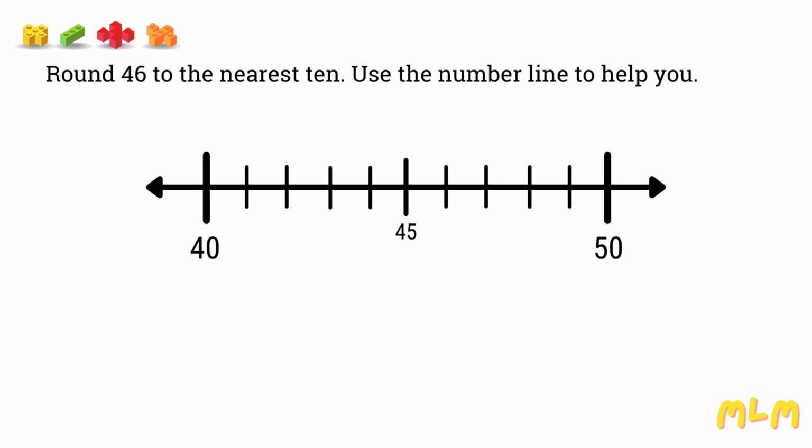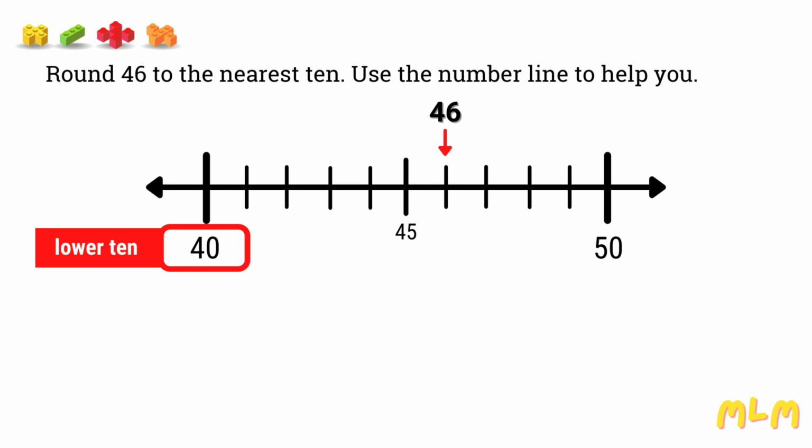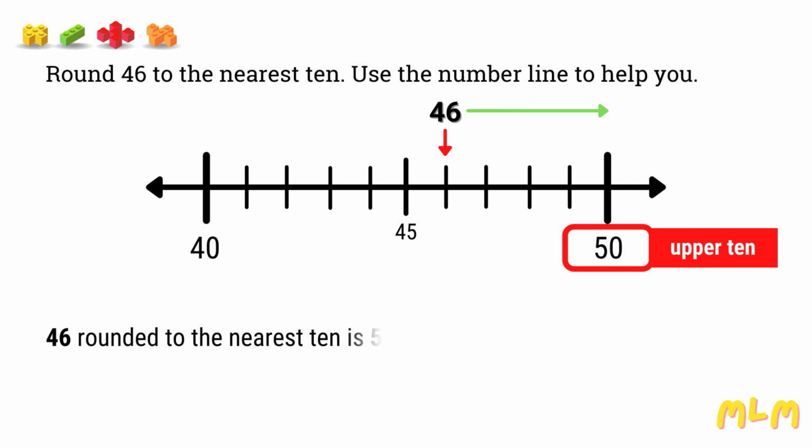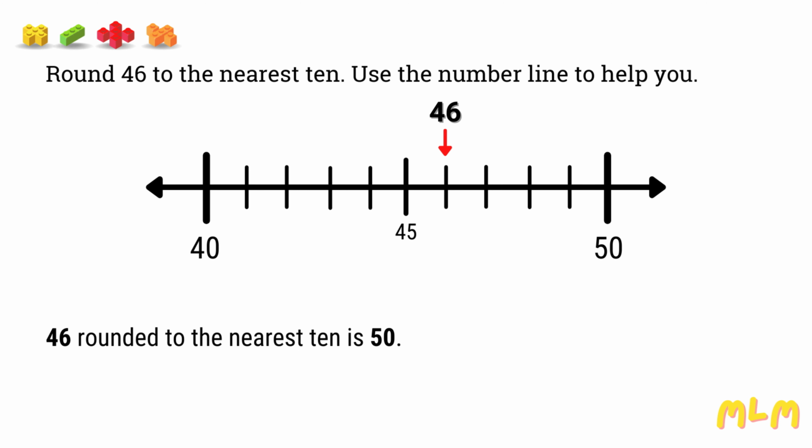Let's round 46 to the nearest 10. 40 is the lower 10 and 50 is the upper 10. Which 10 is nearer to 46? Is it 40 or 50? 46 is greater than 45 and 46 is near to the upper 10, 50. So we round it up to 50. 46 rounded to the nearest 10 is 50.